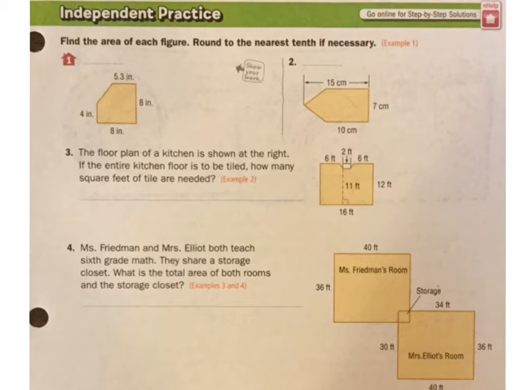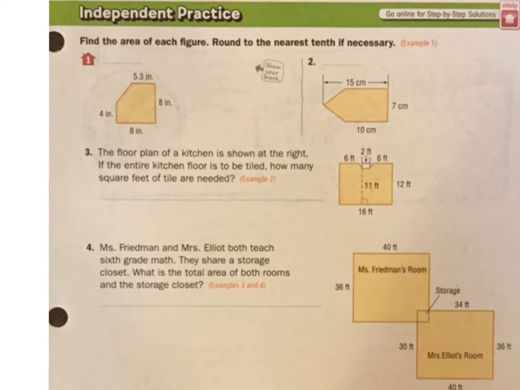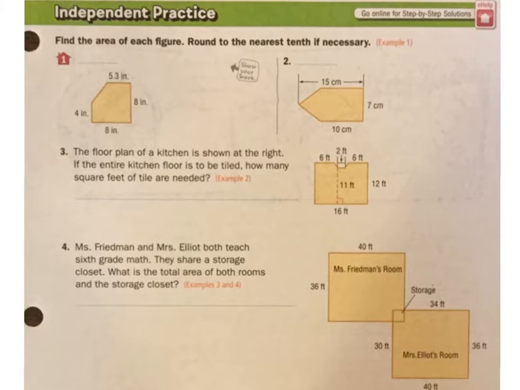All right, this is lesson 6, independent practice. We need to find the area of each figure, round to the nearest tenth if necessary. Okay, so we have some composite figures here.